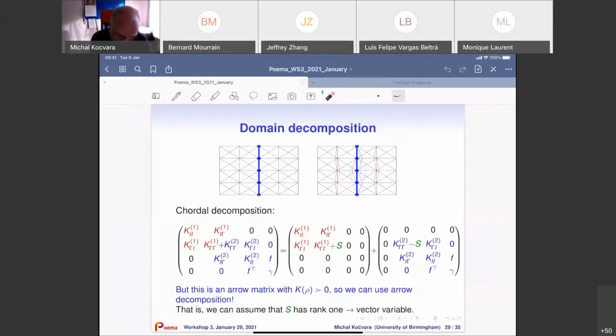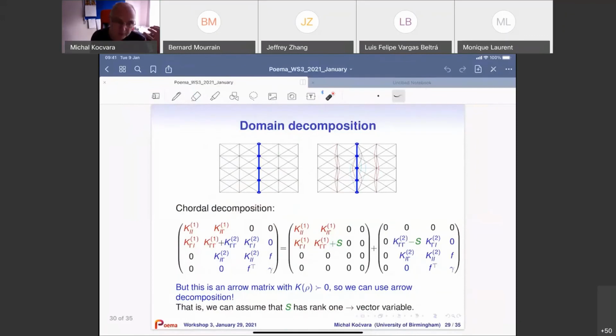For instance, if we just split the finite element or the graph into two subdomains, we will get two matrices, just like before, the red one and the blue one, plus the additional row and column. But we can also use the arrow decomposition, because this matrix is exactly of that arrow structure.